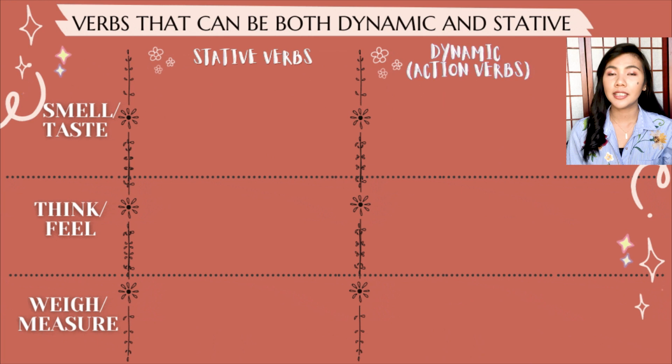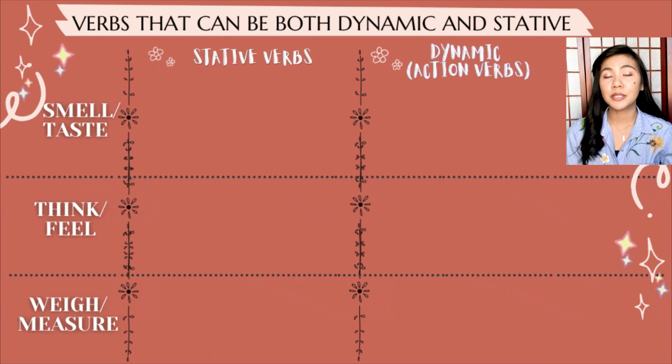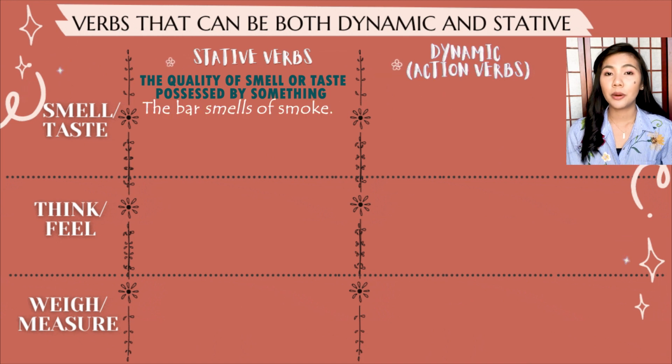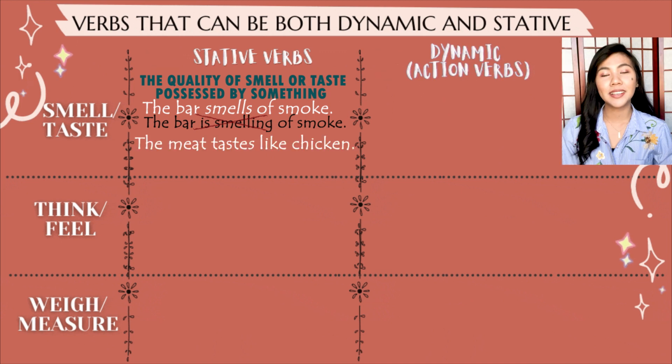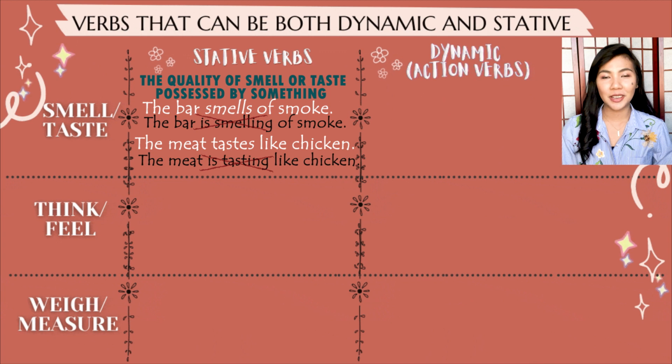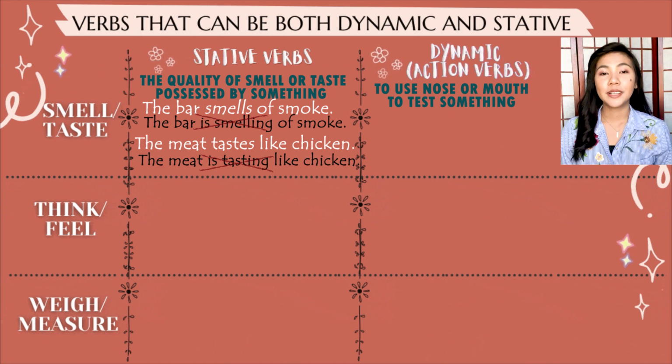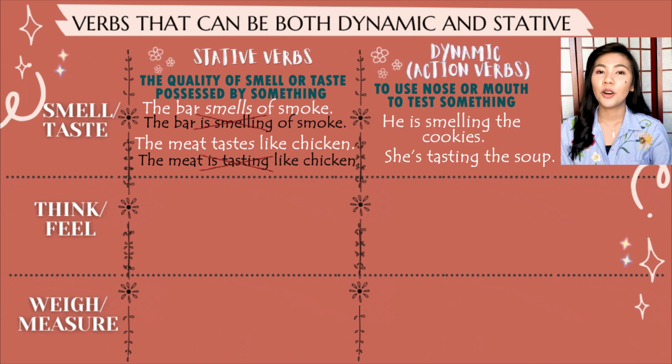The verbs smell and taste are also considered dynamic or stative. As stative verbs, smell and taste refer to the quality of smell or taste possessed by something. For example, the bar smells of smoke. You cannot say the bar is smelling of smoke. Or you can say the meat tastes like chicken, not the meat is tasting like chicken. Now, when a person uses his nose or mouth to test something, then we can use them as action verbs. For example, he's smelling the cookies, or she's tasting the soup to see if it needs more salt.